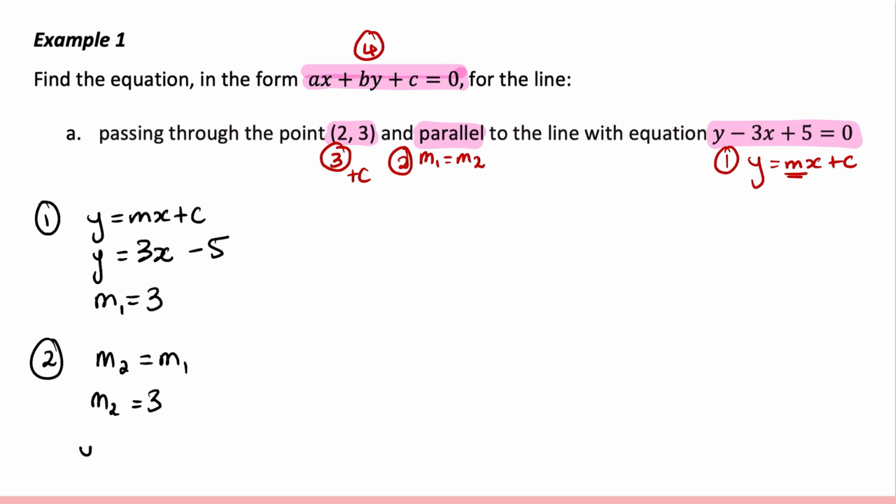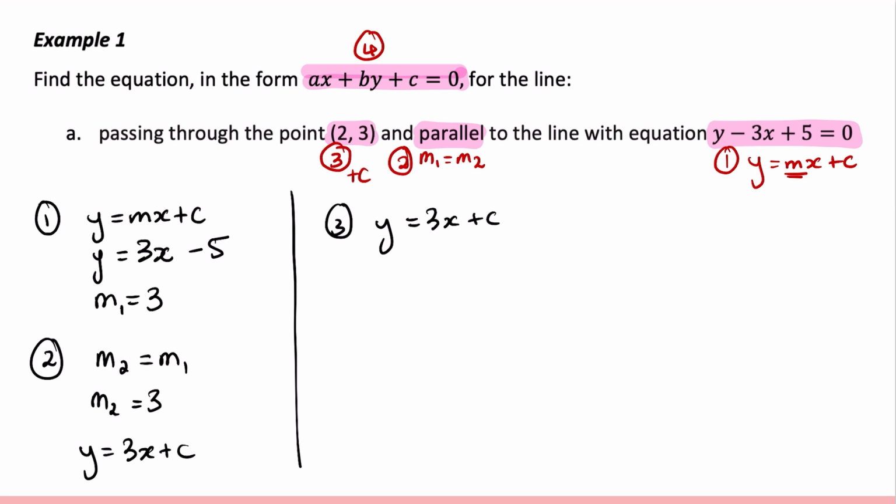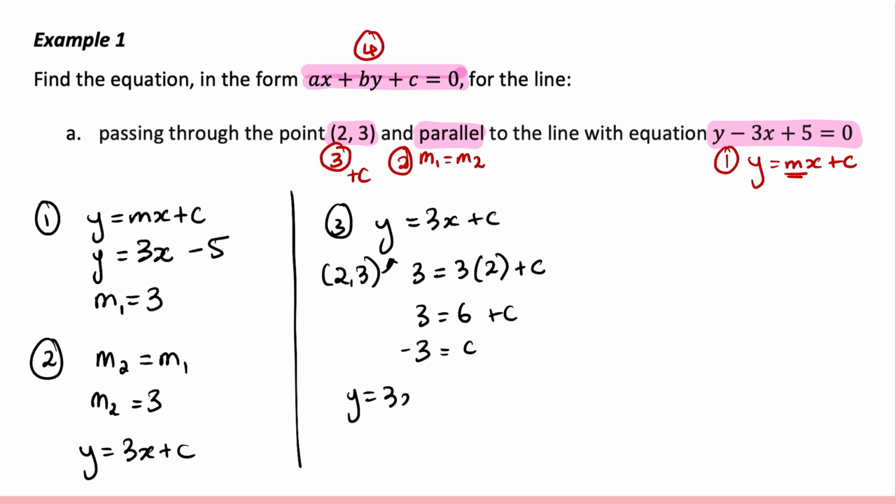So what do I have so far? I have y equals 3x plus c. That's going to be my parallel line. Now, how do I find that plus c? I need to sub in a point. So the point I'm going to use is 2 and 3. I'm then going to sub that into the equation. So that'll be 3 equals 3 times 2 plus c. That'll be 3 equals 6 plus c. If I take that 6 over, I'll get negative 3. So the equation that I have is y equals 3x plus 3.